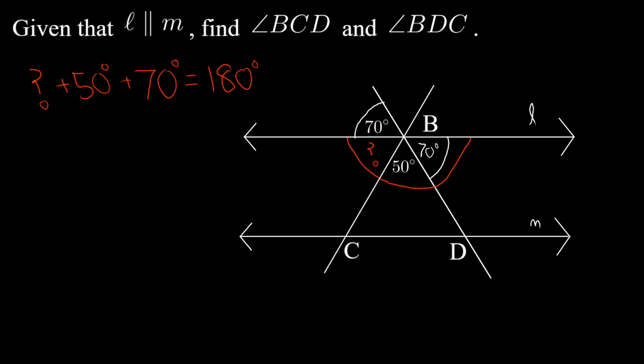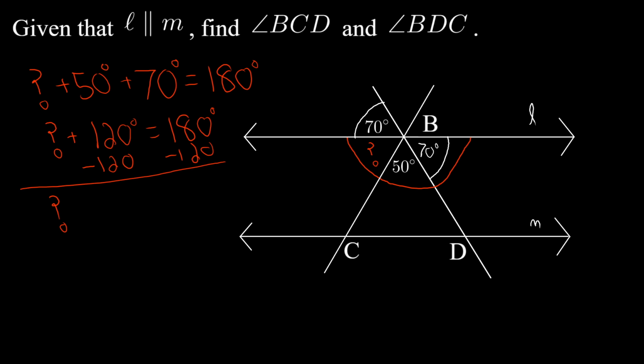Okay, so let's combine our like terms. 50 and 70, that gets us 120 degrees. Set that equal to 180. So to solve for the mystery angle, let's subtract 120 on both sides. And we find out that the mystery angle is equal to 60 degrees. 180 minus 120. So not so much of a mystery anymore. We now know that that angle is 60 degrees. Okay. So what can I do with this information? Well, the only thing we really haven't done yet is use the fact that L and M are parallel to each other. So how can I use that information to help us out?